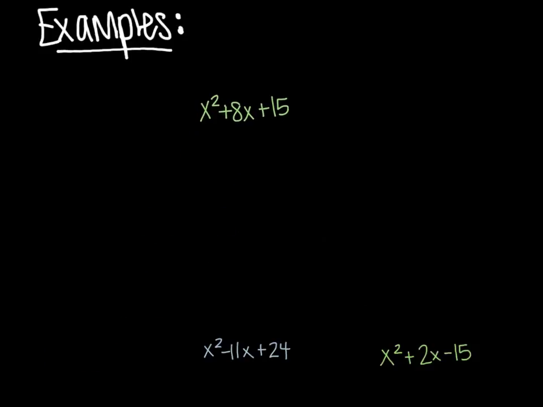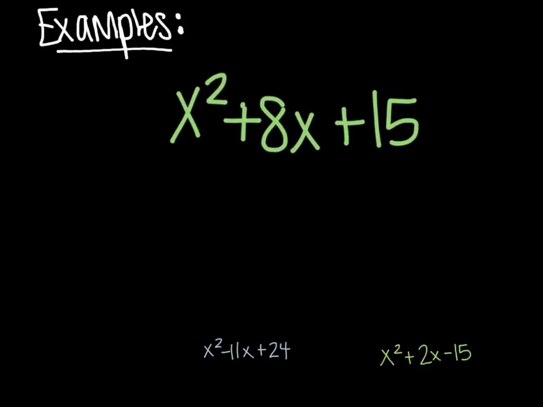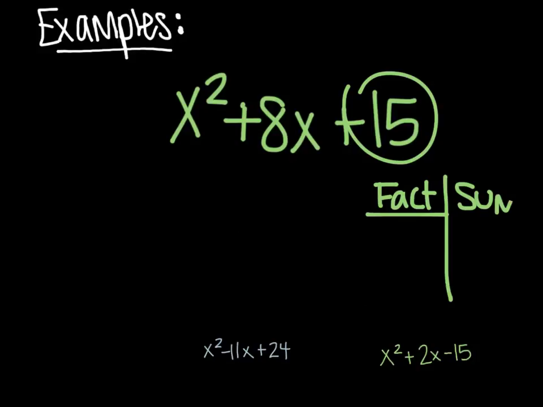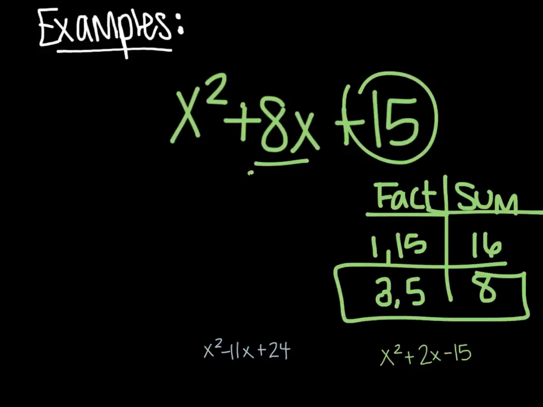The first one here I have is x squared plus 8x plus 15. So you want to think about your factors of 15 and your sums. I'll just make a table here quick. Factors are 1 and 15, 3 and 5. I multiply those together and I will get an answer of 15. The sum of the factors 1 and 15 is 16, and then 3 and 5 is 8. That's what I'm looking for because b is 8. And so I know my final answer is going to be x plus 3, x plus 5.